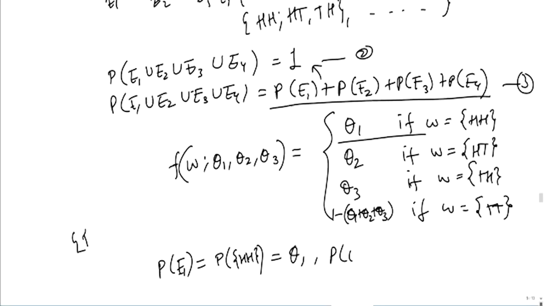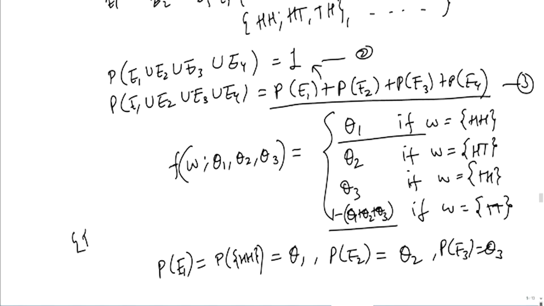Similarly, probability of E2 would be, what is E2? HT. So this would be theta 2 based on this function. Probability of E3 would be theta 3, and probability of E4 would be 1 minus (theta 1 plus theta 2 plus theta 3). If you take summation of all these, then what you would get is 1, because when you sum them up, they would be equal to 1. Okay. So this probability assigner function is fine, it works for us, right. So it is satisfying 3 axioms and it is doing the job for us.